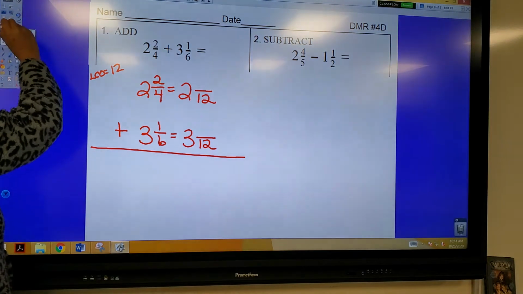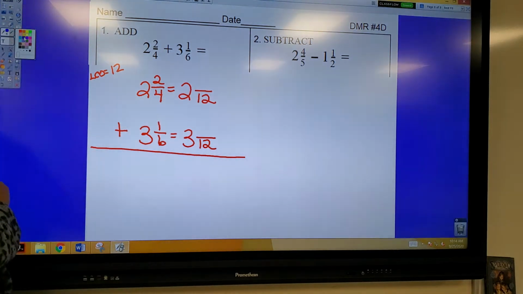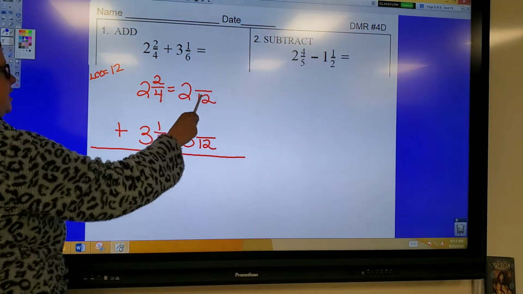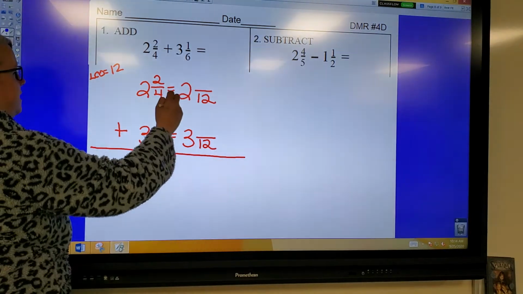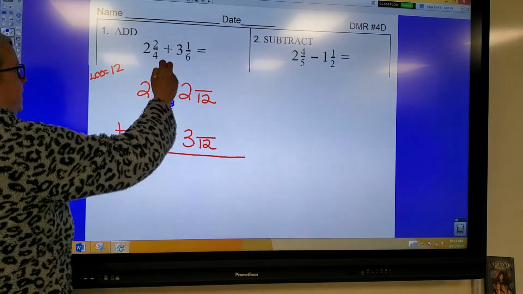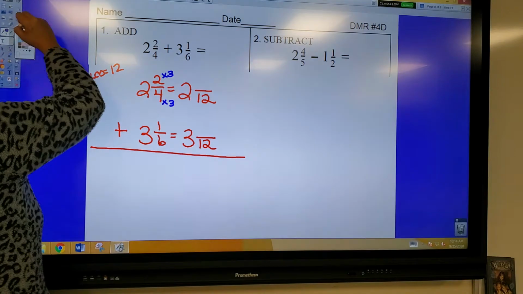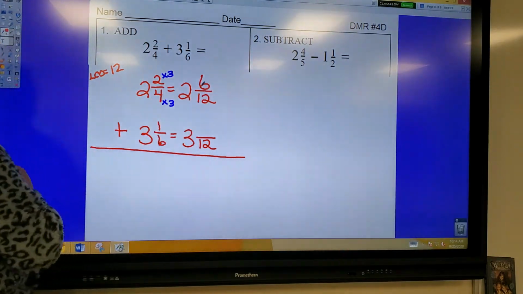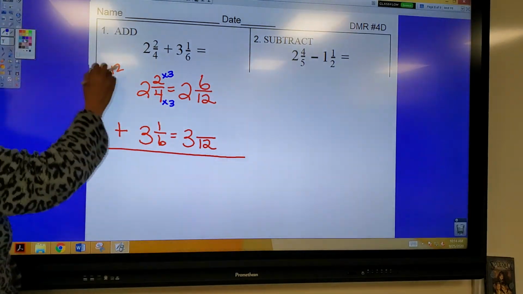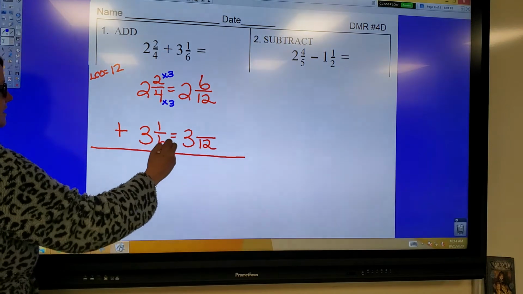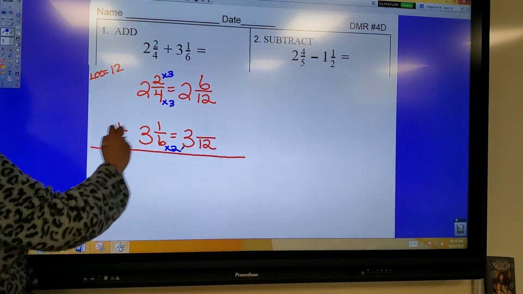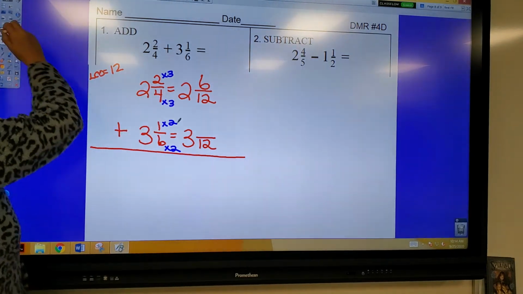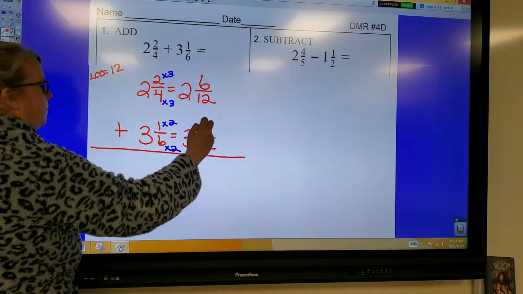All right, let's figure out what those numerators are. So in our first fraction, 4 is changing to 12. That means we did 4 times 3 to get 12. So I need to do 2 times 3, which is 6. And in the bottom fraction, my 6 is changing to a 12. That's 6 times 2. So I have to do 1 times 2, which is 2.